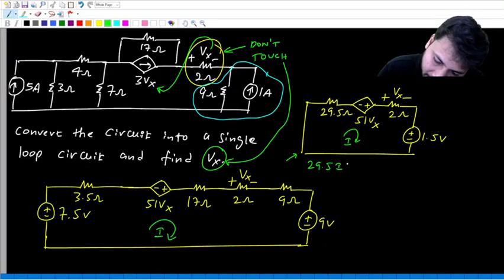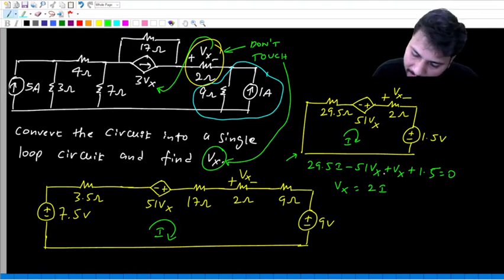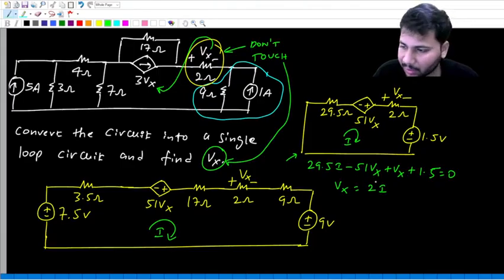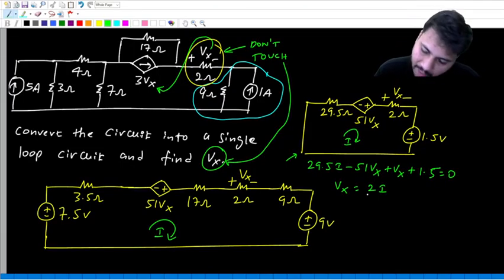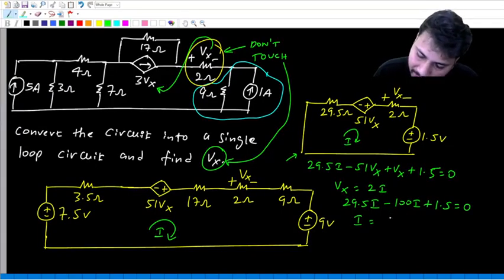So 29.5 I minus 51 Vx plus Vx plus 1.5 equal to 0. Yes. But what is Vx? It is 2I. So minus 51 plus 1 is minus 50. And Vx is 2I. So 29.5I minus 100I plus 1.5 equal to 0.